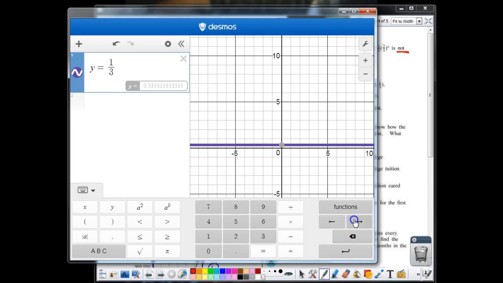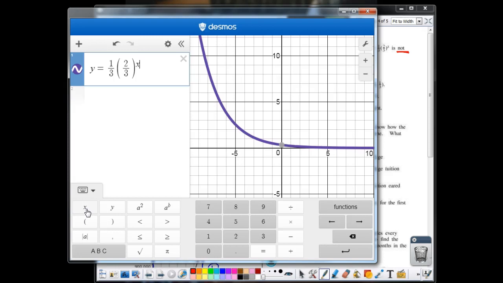I can't see the other numbers. Parentheses. In the 2/3? Yeah, it's 2/3. Raised to the x. Okay.